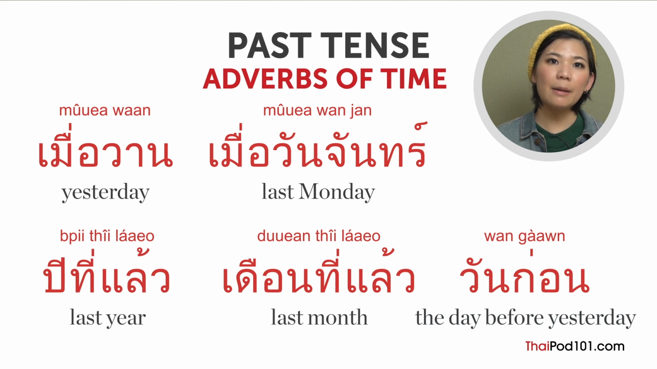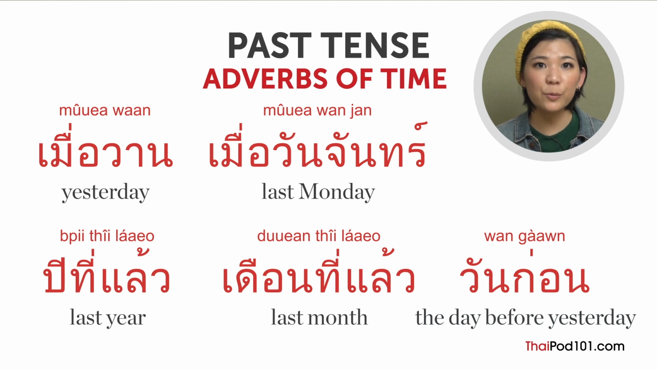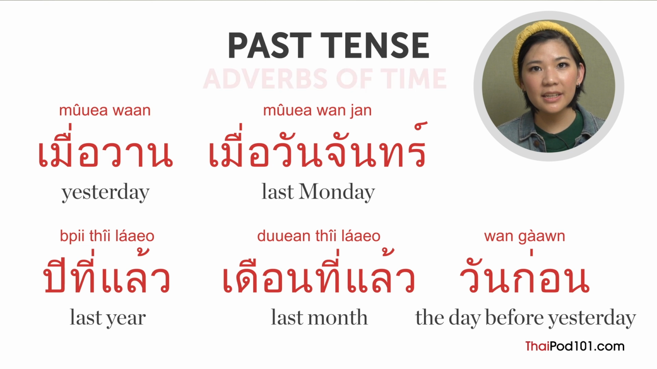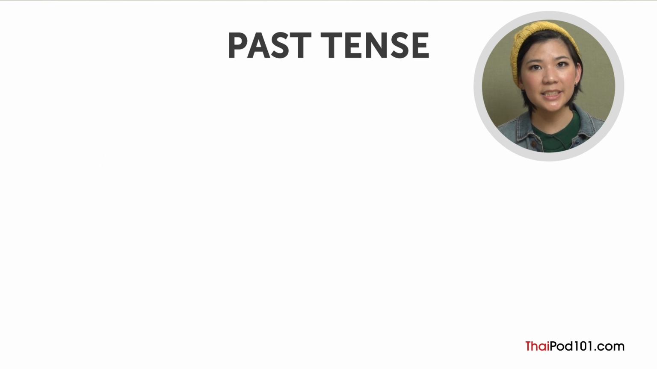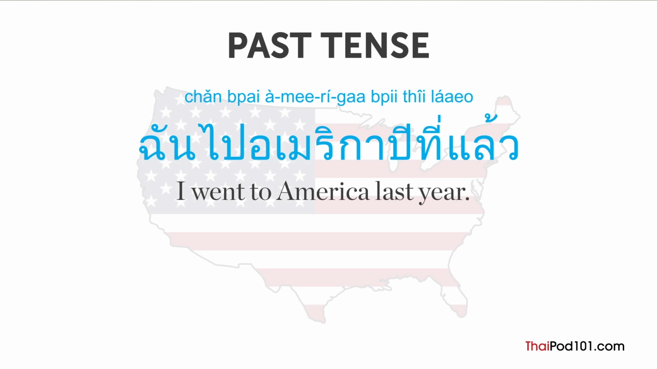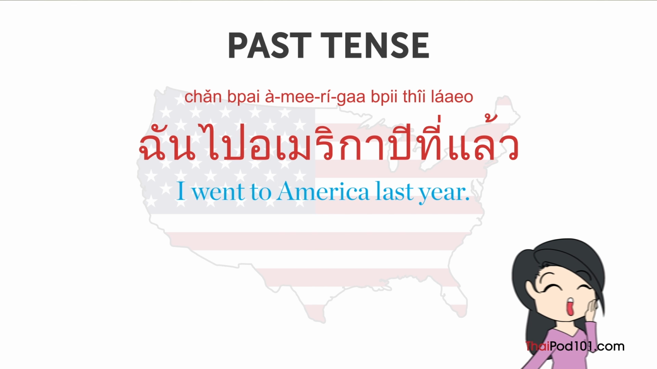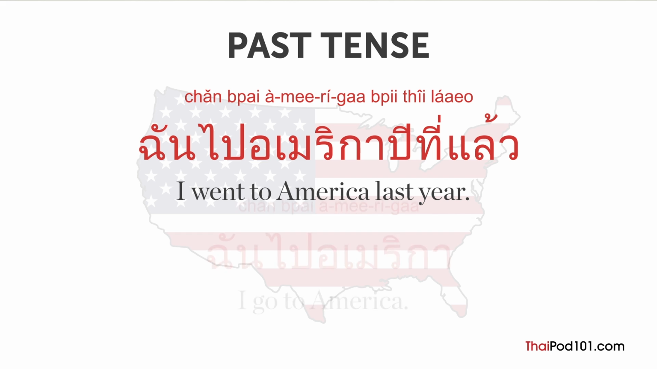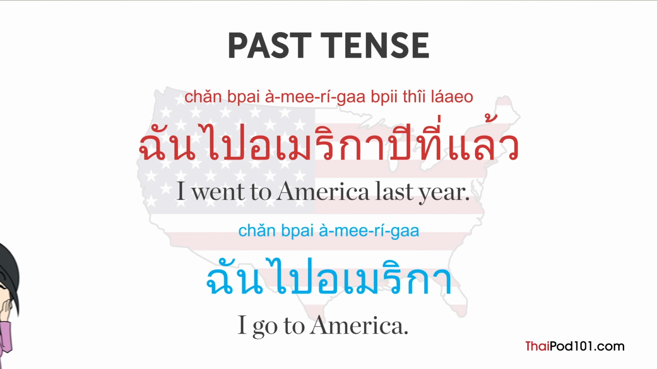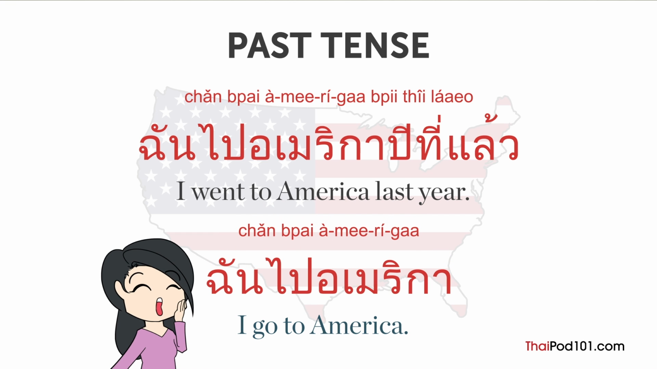Let's see some examples that show how we can put this either at the beginning or the end of the sentence. For example, ฉันไปอเมริกาปีที่แล้ว I went to America last year. In present tense, it's simply ฉันไปอเมริกา I go to America.